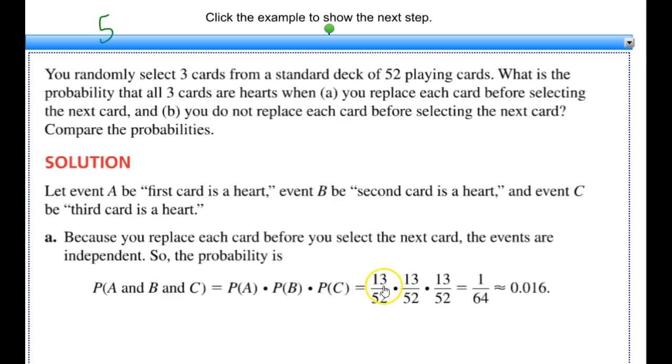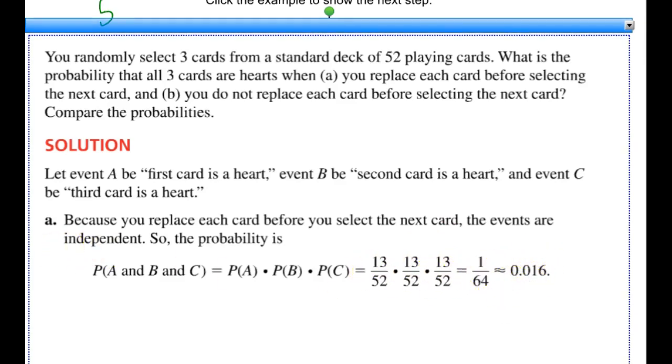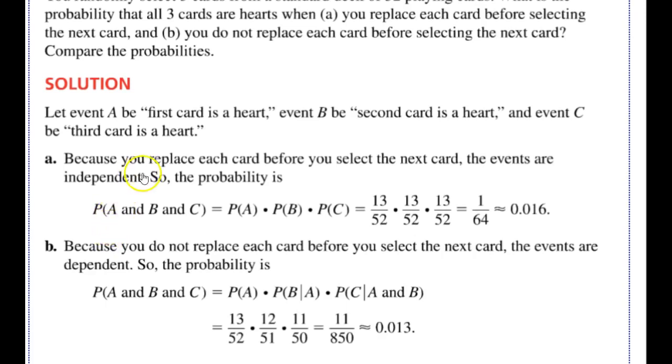I know that there are 13 total hearts out of my deck of 52 cards. So my probability of drawing a heart first is 13 out of 52. And then I put it back. I have the same probability of the second one being a heart, and I also have the same probability for the third one. So now I just multiply all those, and I end up with 0.016. So let's look at part B.